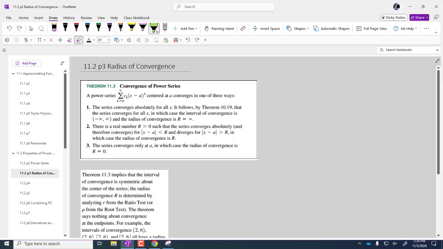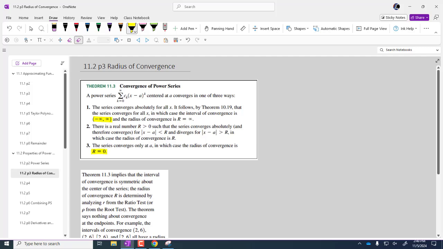Okay, so let's take a look at how we talk about convergence. So for a power series, there's 3 possibilities. One is that it doesn't matter what x you plug in. Every x that you plug into the power series will generate a convergent infinite series. e to the x is a classic one. It doesn't matter what x value you plug in. It is going to match the function exactly.